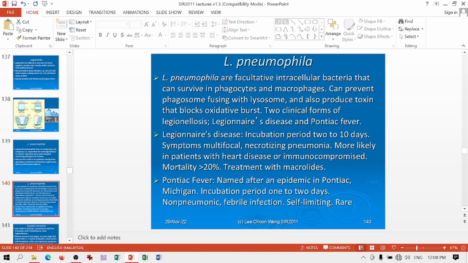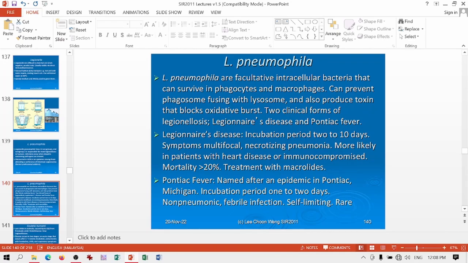It's a facultative intracellular bacterium that can survive in phagocytes and macrophages. That's why it can overcome our immune system. There are two clinical forms. One is Legionnaires' disease, a more serious form of the disease, and Pontiac fever, a milder type. For Legionnaires' disease, the incubation period is 2 to 10 days, with multifocal symptoms, including necrotizing pneumonia, and it is more likely in patients with heart disease and immunocompromised patients, with a high mortality rate above 20% and treatment with macrolide type antibiotics.